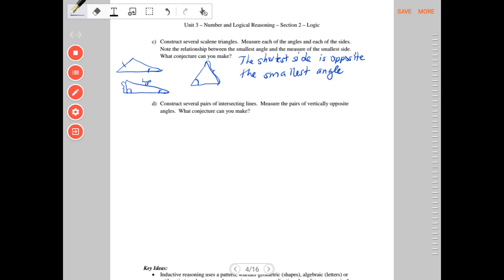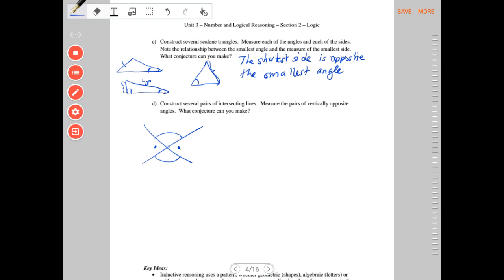Okay, good. And last but not least, D. Construct several pairs of intersecting lines. Measure the pairs of vertically opposite angles. What conjecture can you make? Okay, so intersecting lines. There we are. Okay, now vertically opposite angles are this guy here and this guy here. Or this one here and this one here. Make a little smiley face. Okay, what conjecture can you make?